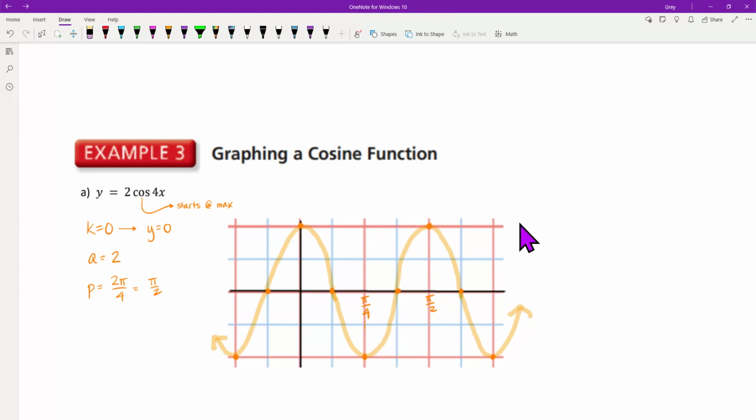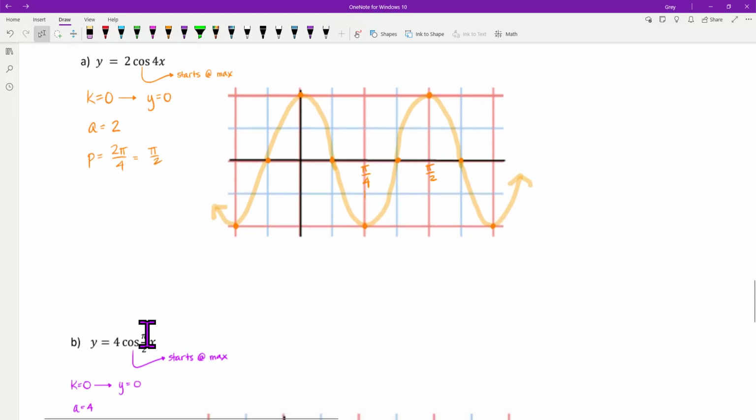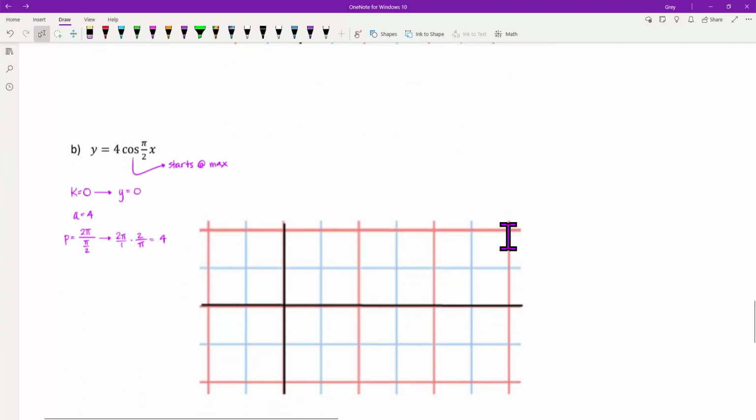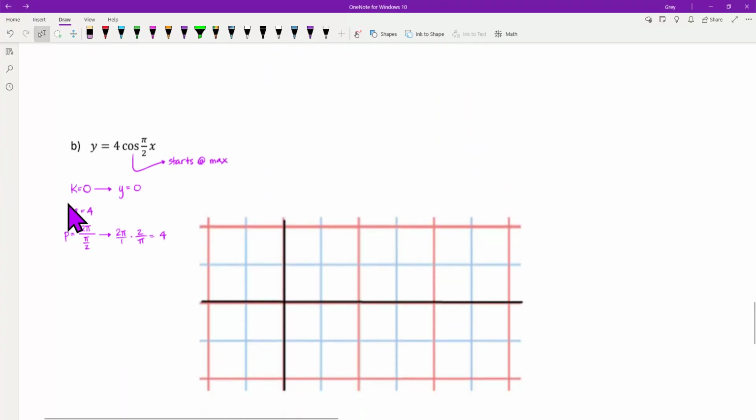Then we have our last cosine function, which again, I didn't keep the information from you. So k is 0. I'm not adding anything to it. So my midline is y equals 0. A is 4 because that's the number in front. And so that's my amplitude. My period is 2 pi over 2. That becomes 2 pi over 1 times 2 over pi because we keep change flip. My pi's cancel, leaving me with a period of 4.